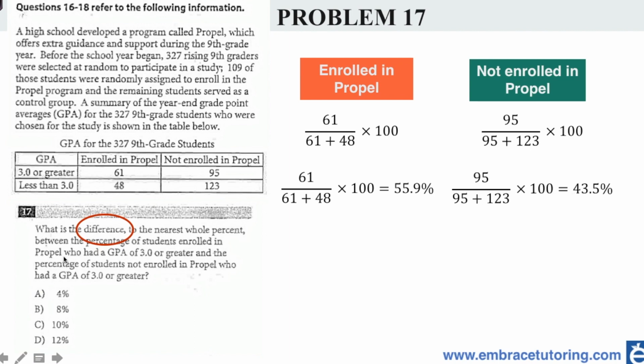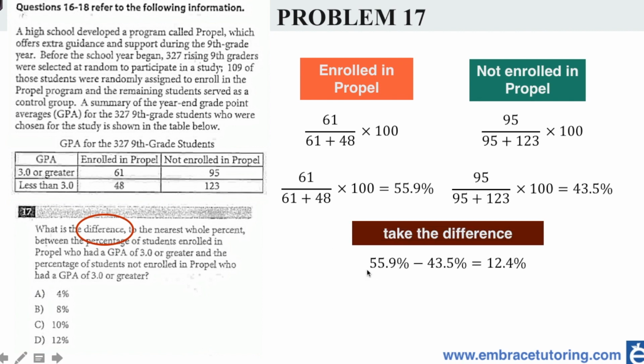But remember, the question is asking us what is the difference between these two things. So I have to take 55.9% minus 43.5%, which will give me a total of 12.4%. So 12.4% should be my answer, because here it says what is the difference to the nearest whole percent. So I'm going to have to round this down to a full number, being 12, making D my best answer choice for question number 17.